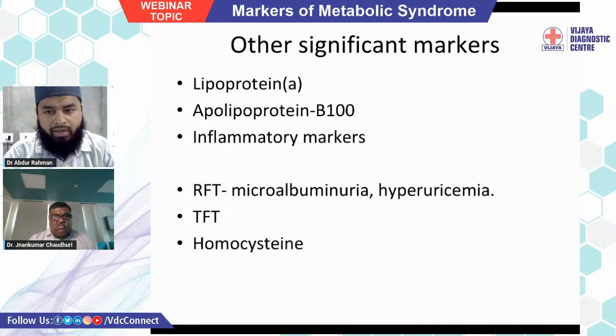Where once the intimal layer of the arteries is damaged, small dense LDL can easily get in, and triglycerides will convert to small dense LDL and oxidized LDL. They will attach to the intima of the artery and cause plaque formation and cardiovascular accidents. So these are all the potential markers for our metabolic syndrome.